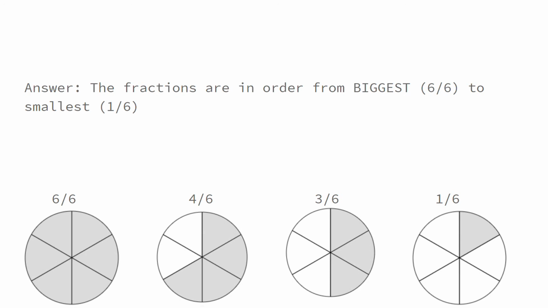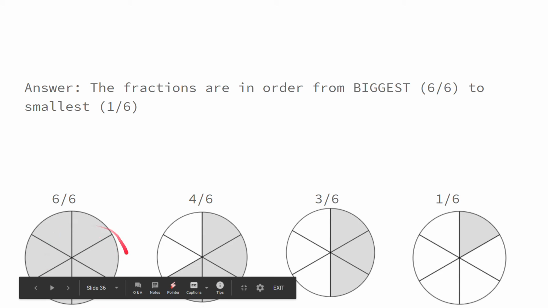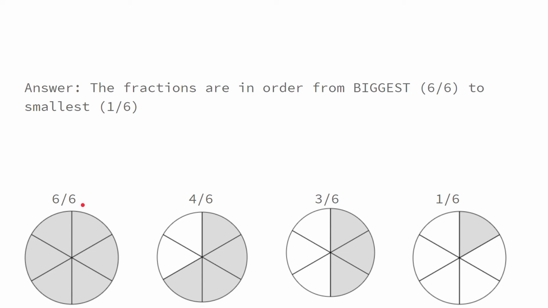Okay, so the answer is the fractions to be in order from the biggest, which is 6 out of 6 parts, to the smallest, which is 1 out of 6 parts. So you can even just see that. This whole entire piece is shaded. So this whole fraction can just be worth 1 because we're talking about the whole thing. We're talking about the 6 out of 6 pieces.